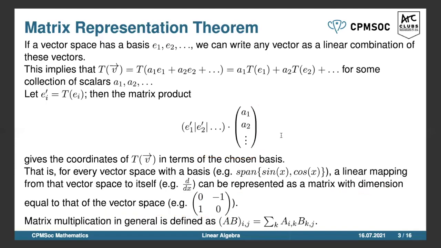Okay, and matrix multiplication in general is defined as, so the entry ij of the product AB is equal to this expression, which will be seen in more detail in the next slide. Does anyone have any more questions about this? If not, I'll pass it on to Yasuru for the next example.